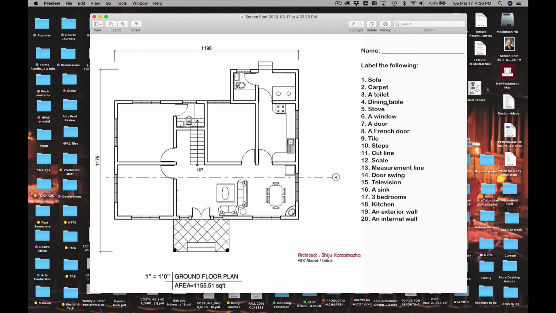A dining table. I think we'll all agree that this looks like the dining table with chairs around it. A stove. Well, let's look for what appears to be a kitchen, and this looks like a stove top with 4 units, doesn't it? So we'll assume that's the stove.